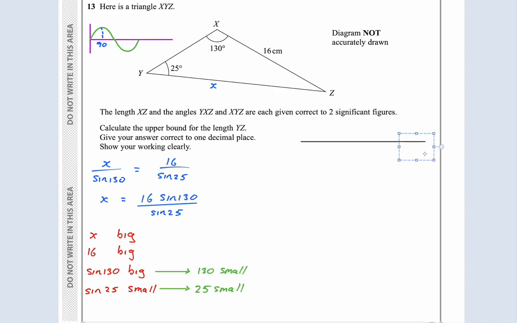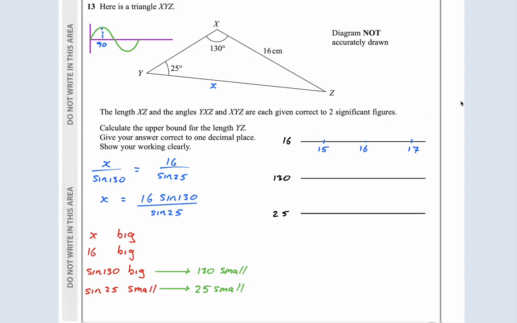But once we have got that, I'm going to do this trick where I get out my 3 lines, and I'm going to get the upper and lower bound for each of them. So this guy is my 16, this guy is my 130, and this guy is my 25. So if this is 16, I'm going to put 16 in the middle. He's been rounded to 2 significant figures. So the next one up is 17, and the next one down is 15.